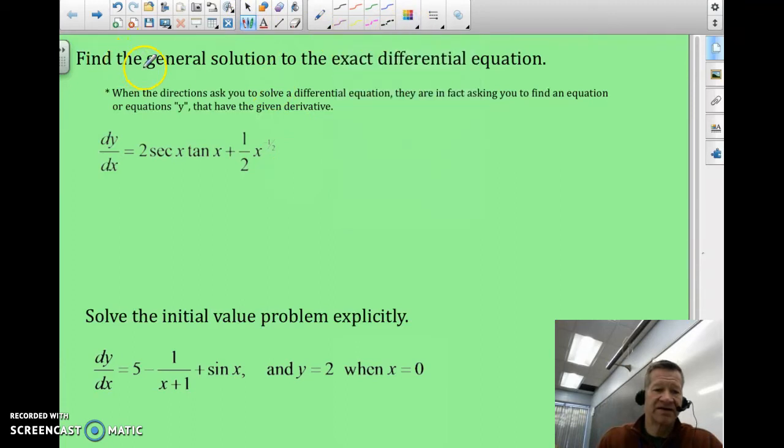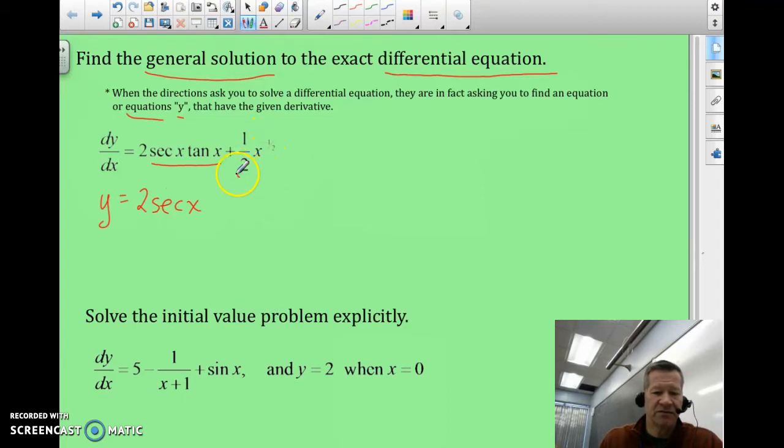Whenever you're asked to find a general solution or to solve a differential equation, you basically are being asked to find, if you're given the differential equation dy dx, an equation or equations y that have that given antiderivative. So what equation y would have this derivative? Well, you should recognize secant x tangent x as the derivative of secant. So the derivative of this first term would be 2 times the secant of x.